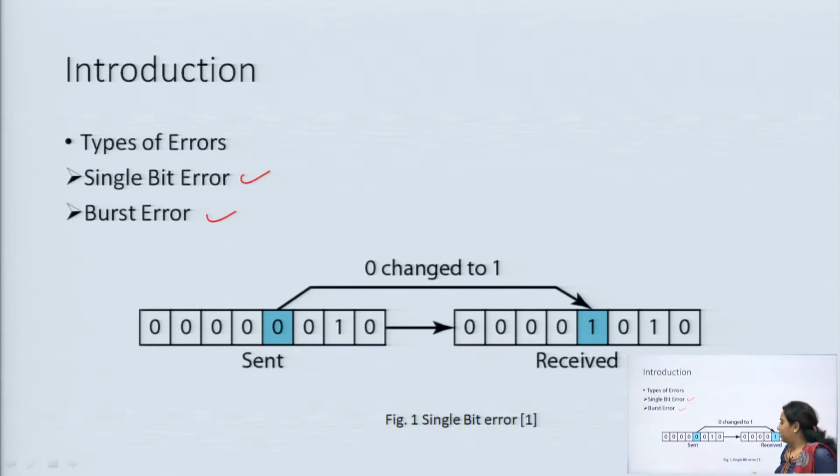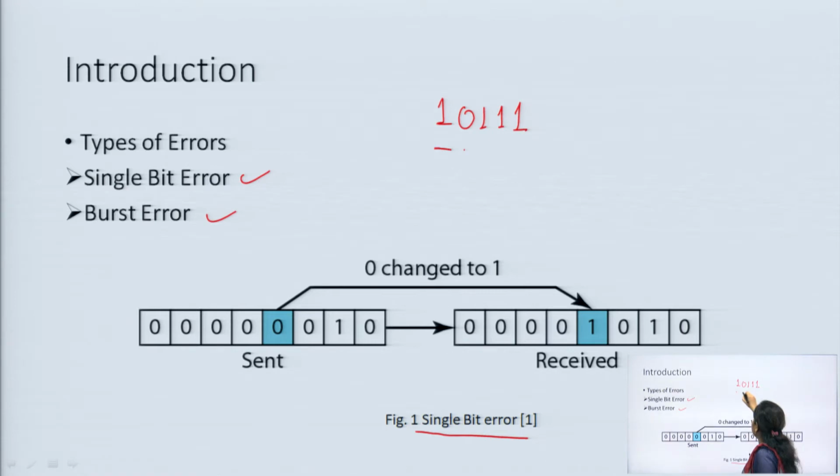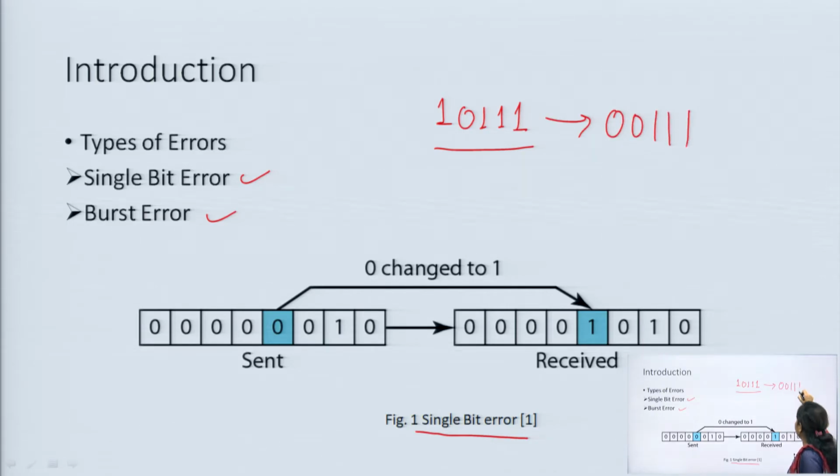This is the diagram of the single bit error. What is single bit error? The name is self explanatory. Single bit, either 1 will change to 0 or 0 will change to 1. Let us say I have an information of 1 0 1 1. These are 5 bits of information I am transmitting, and I am receiving this at the receiver side. You can clearly see that this bit has an error. So, this is known as single bit error.